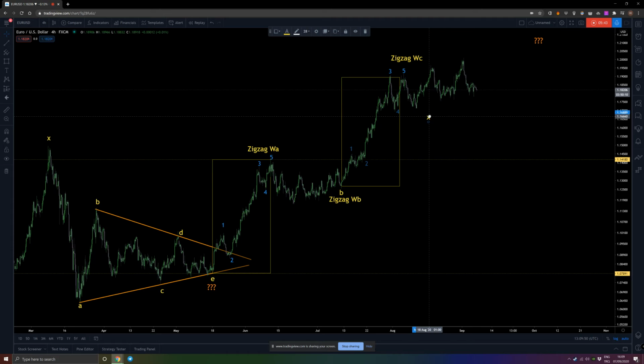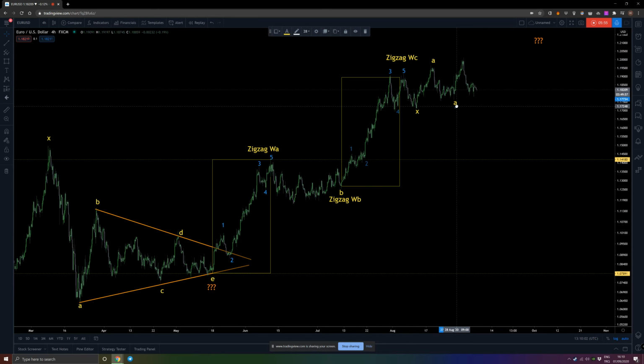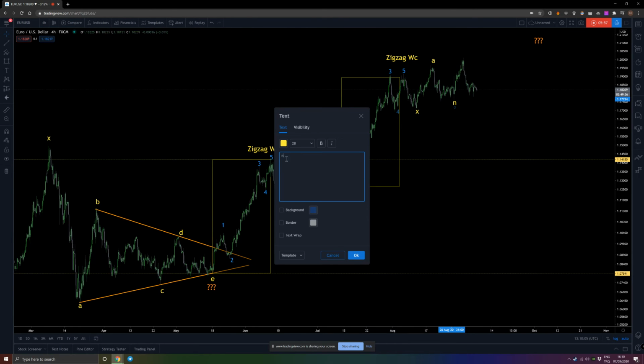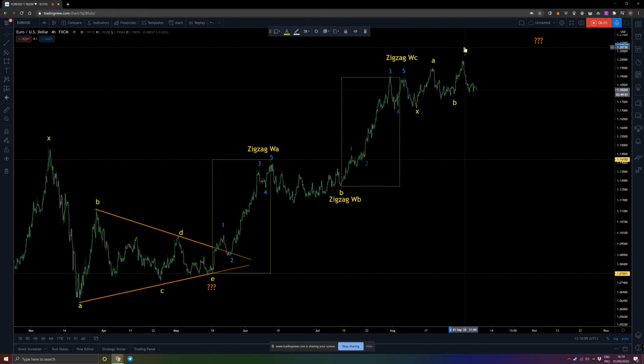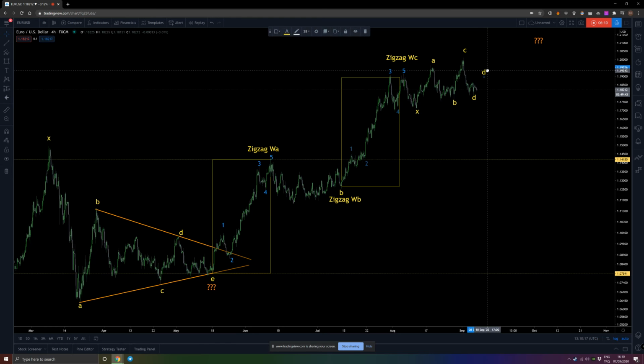What it looks like, we can have something like this. If we have a wave X here, okay, actually let me delete, no, okay. We can have something like this. We can have a wave A. We can have a wave B. We can have a wave C. A wave D. And I don't know, maybe wave E.